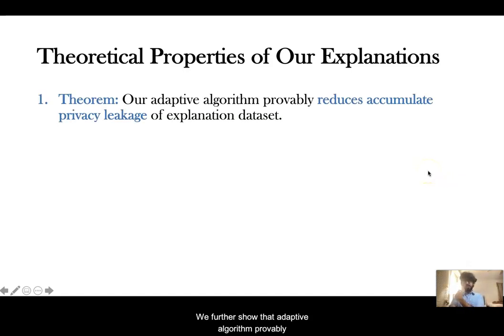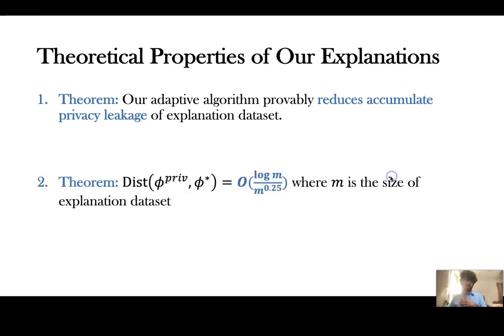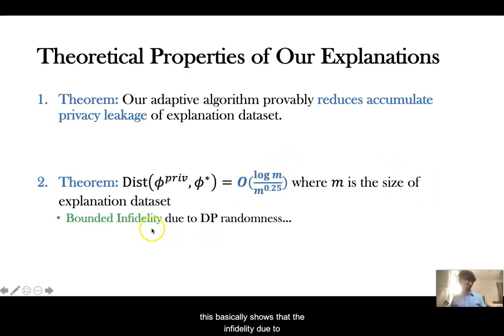We further show that our adaptive algorithm provably reduces the cumulative privacy leakage of the explanation dataset over time. We also show that the distance between private explanation and non-private explanation goes to 0 in polynomial time as the size of the explanation dataset increases. This shows that the infidelity due to the differentially private randomness added to achieve privacy is bounded, and it goes to 0 as we increase the size of our explanation dataset.